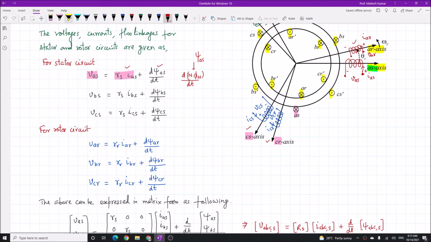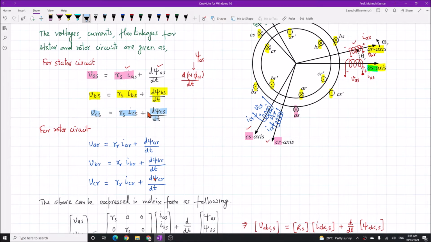Alright, similarly we can write for the second phase, VBS equals RS into IBS plus d psi BS by dt. And for the third phase, VCS equals RS into ICS plus d psi CS by dt.